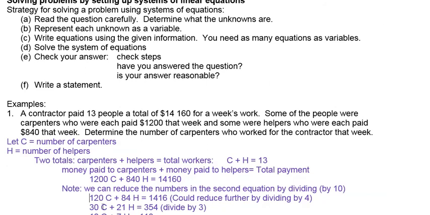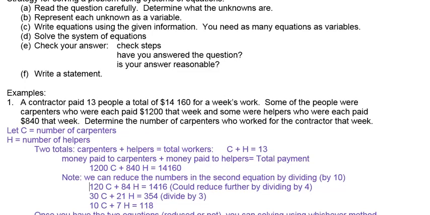And then you might notice, oh, those are still divisible by 3. Remember our division by 3 rule. If the digits add up to something divisible by 3, it's divisible by 3. So 3 plus 5 plus 4 is 12, which is divisible by 3, so we can divide that by 3. So if we divide those all, we end up with 10C plus 7H equals 118. So 118, still kind of big numbers to work with, but a lot more reasonable than the equation we started out with, the 1200C plus 840H equals 14,160.